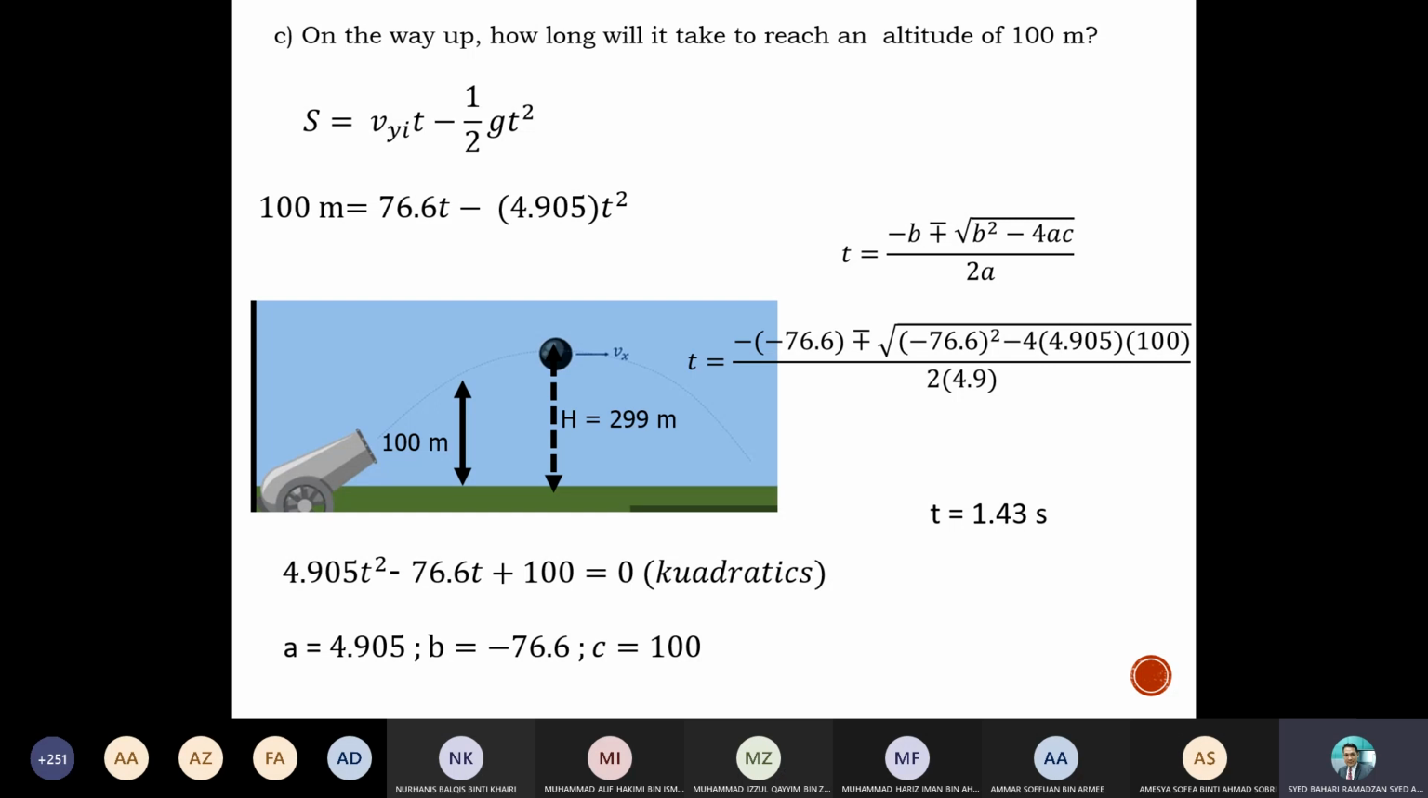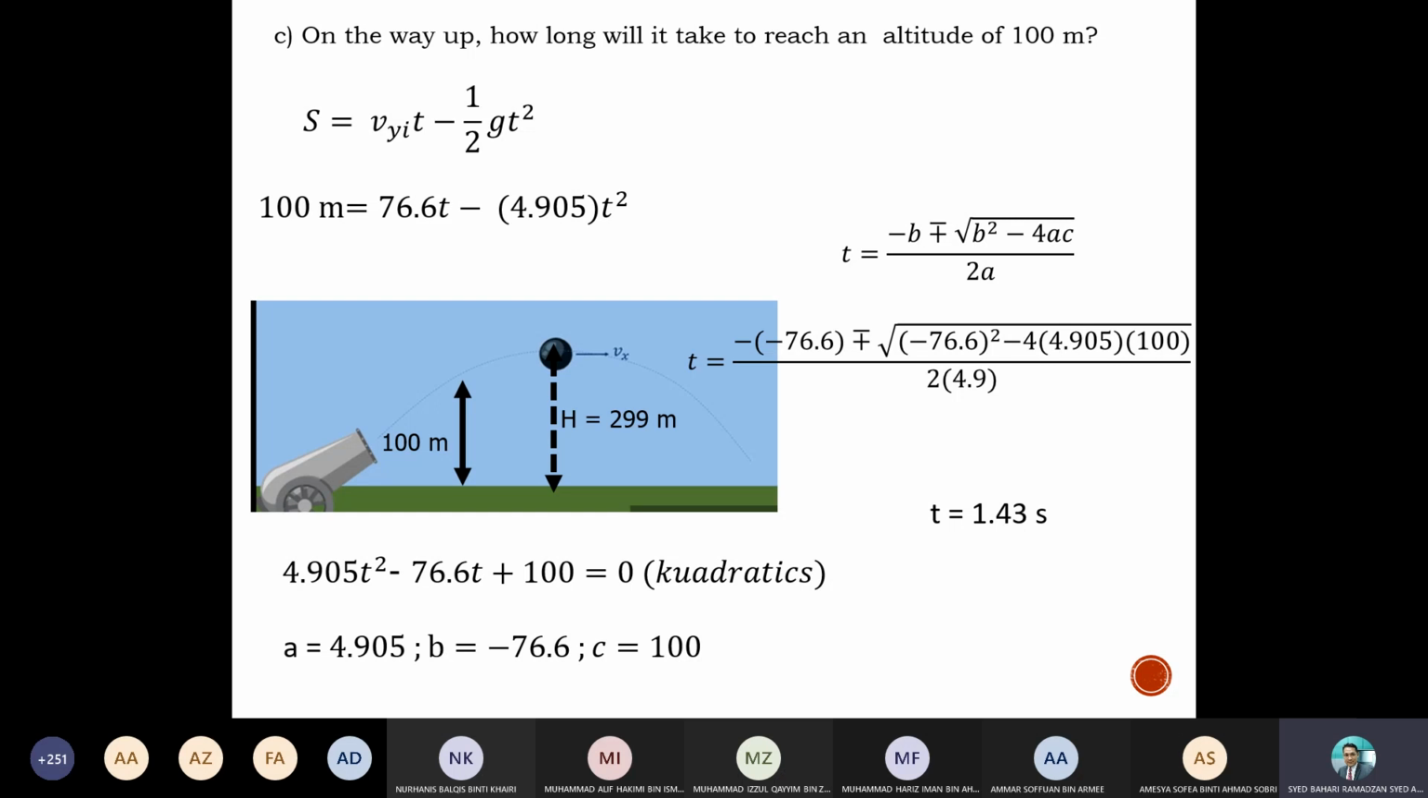But in this case, when I use this side on the left, this is upward, so my S is positive. And then I have the 76.6, and then it's minus 4.905 t squared. But if you want to use this side, the ball starts going downward, so that's why the value of S will become a negative sign. It is a little different. The value may be the same, so we will see later.